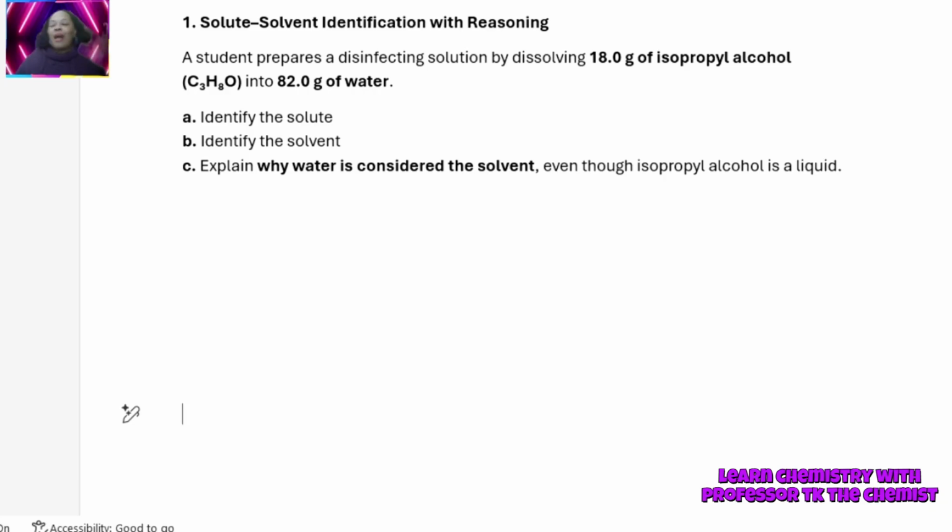Whenever I design my questions, I like to base them on higher order thinking, because some of them can be very basic, but if you didn't have a challenging problem during class, it might be a challenge when you take the actual test. So some of these questions are going to be a little more intense. Read between the lines. This next question says, a student prepares a disinfecting solution by dissolving 18.0 grams of isopropyl alcohol into 82.0 grams of water.